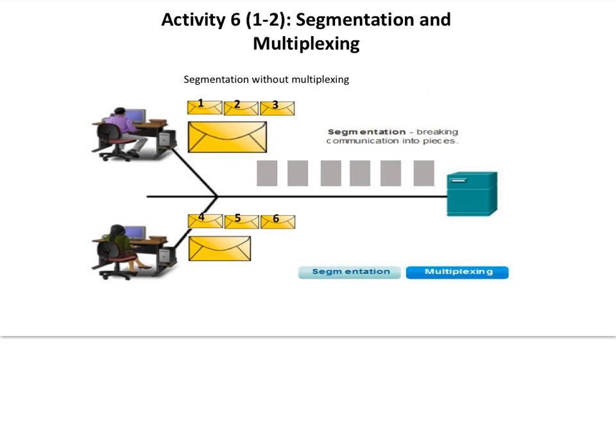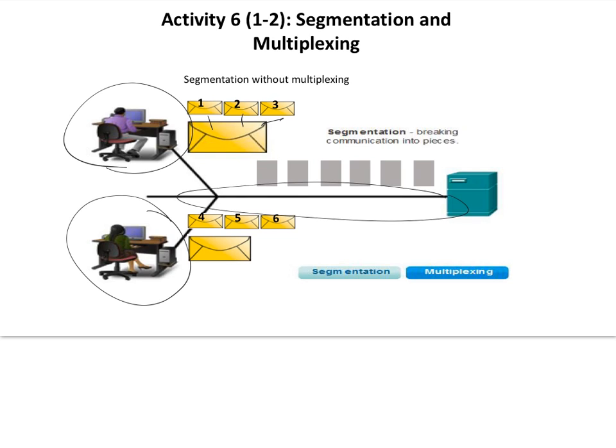So the first activity is divided into two parts, and it talks about multiplexing and segmentation. The first part is that we have two users. We have user 1 and user 2. Each of them has a large piece of information which is divided into three parts. User 1 has 3 segments, 1, 2, and 3. User 2 has 3 segments, 4, 5, and 6. So if we were to facilitate the sharing of a physical medium amongst those two users without using multiplexing, what will be the order of these segments on the physical medium?